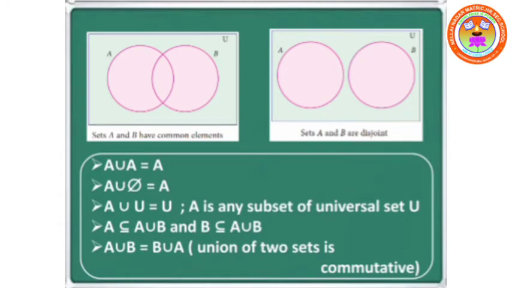A union A is always A. A union empty set is also A. A union the universal set will be U. Here A is any subset of the universal set U. And A is a subset of A union B, also B is a subset of A union B. A union B is equal to B union A. This is called the commutative property of set union.